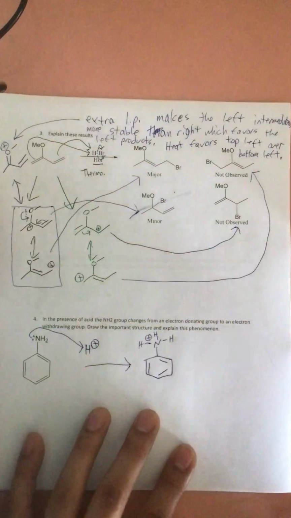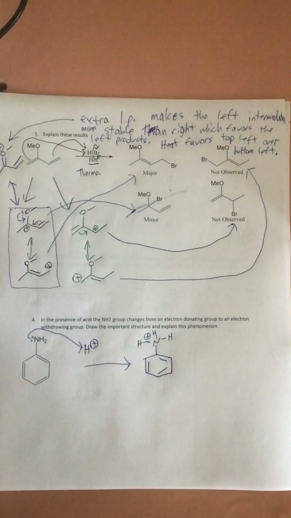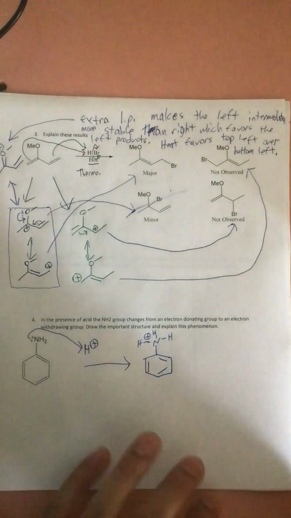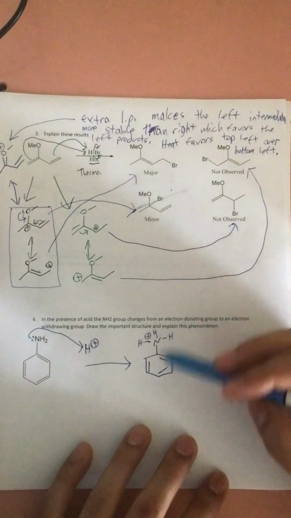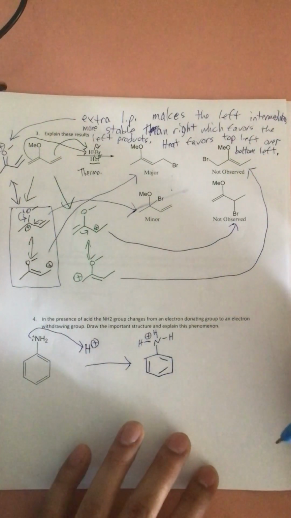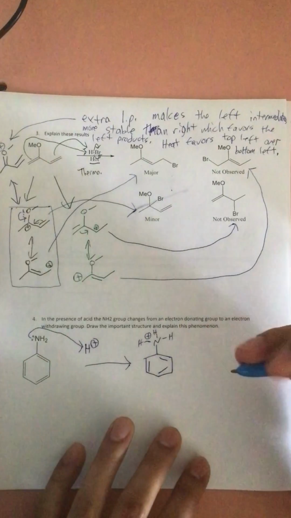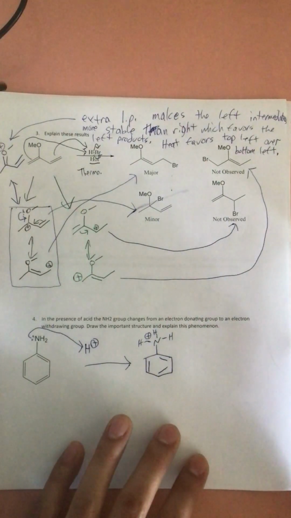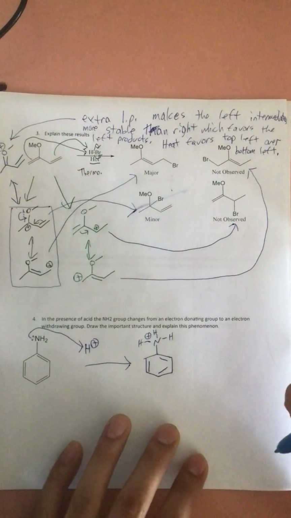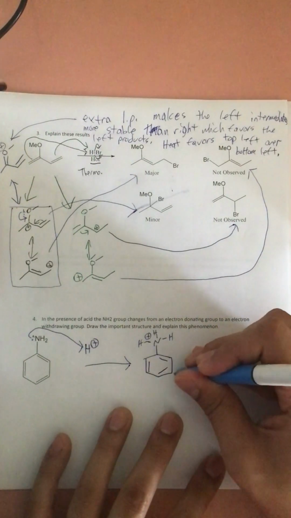I would not stress super hard about this because we're not really doing directing groups on a benzene ring, and I don't think we ever talked about this with Diels-Alder. So I wouldn't stress super hard about this question if you really don't understand it. But remember, this becomes an electron withdrawing group. Also, it will become a meta-director.